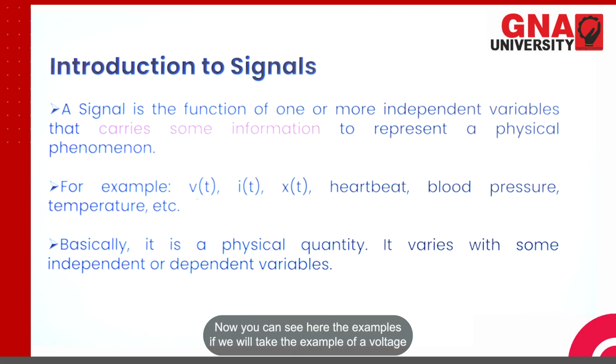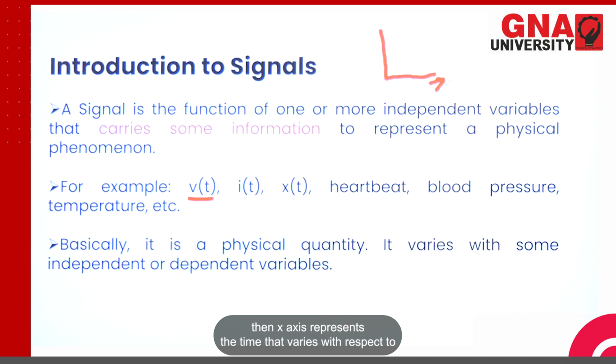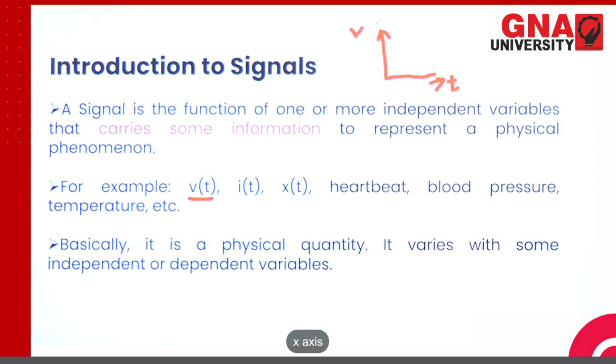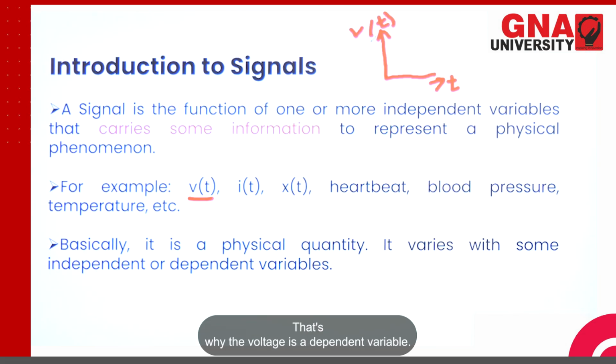Now you can see the examples. If we take the example of a voltage, then V of t is a signal that represents the voltage with respect to time. If we take the x-axis and y-axis, then the x-axis represents time, and V of t, the voltage, varies with respect to time. Time does not depend on the voltage, that's why the voltage is a dependent variable that depends on time t, and time t is an independent variable.